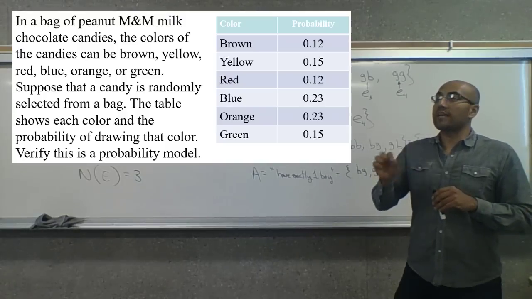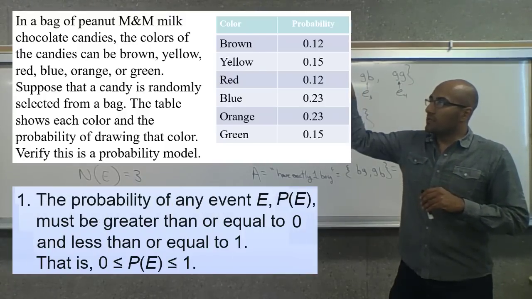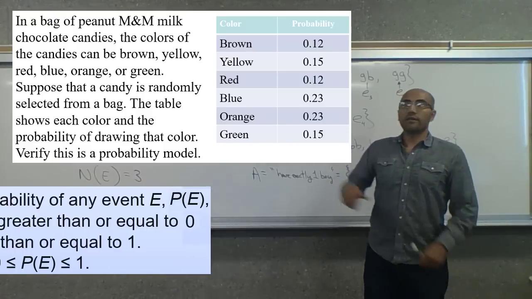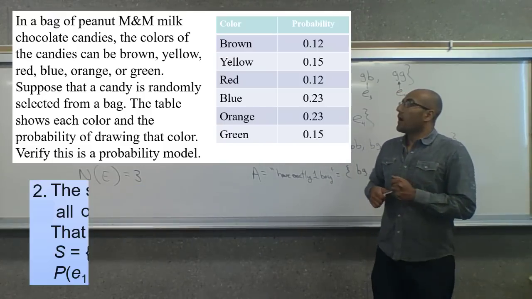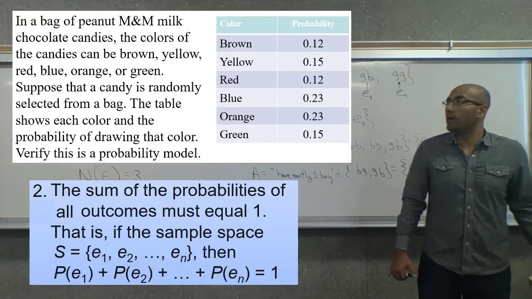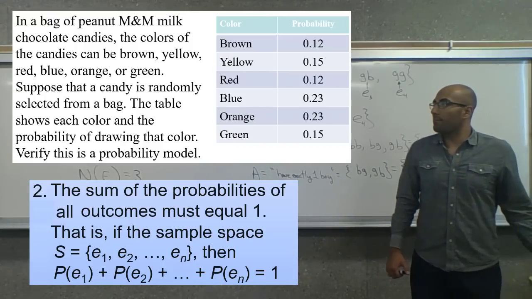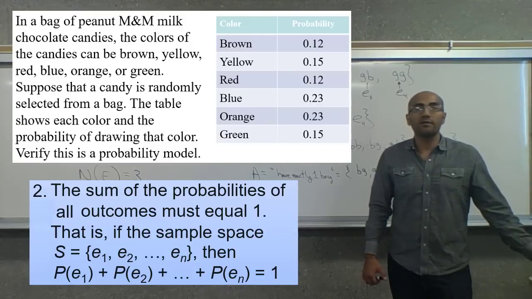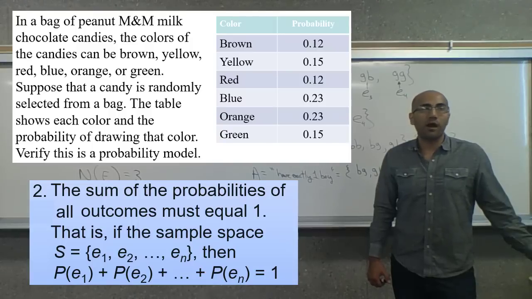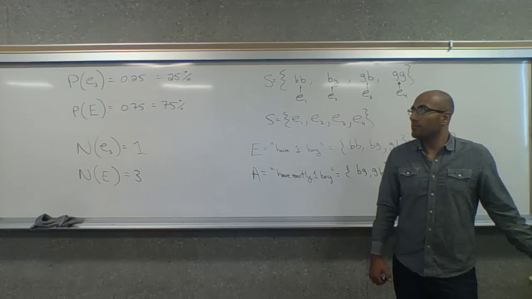In order for it to satisfy both conditions, each individual probability has to be a number between 0 and 1. That's easy. They're all right there. Also, the sum of all of them has to add up to 1, or 100%. So we just add them all up, and yes, they add up to 1. So this satisfies a probability distribution, a probability model. Any questions on a probability model?